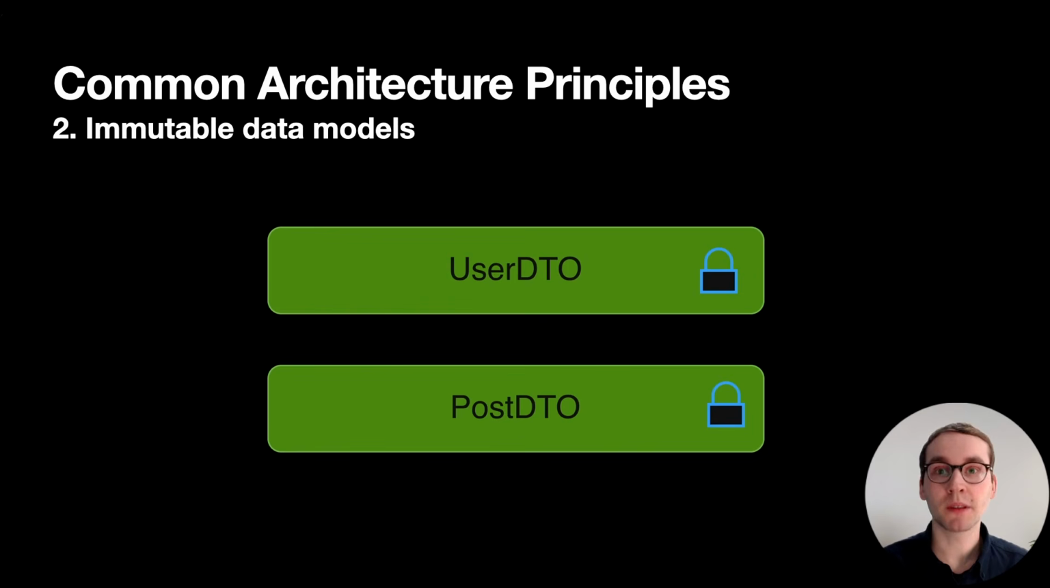Next, immutable data models are objects that cannot be changed after they are created. In mobile apps, this often includes DTOs, or data transfer objects, which carry data between layers without any behavior. Once a DTO is created, its state stays the same and any updates produce a new instance rather than modifying the old one. This reduces unexpected side effects, makes the app's behavior more predictable, and simplifies debugging and testing, especially in reactive or multi-threaded environments.